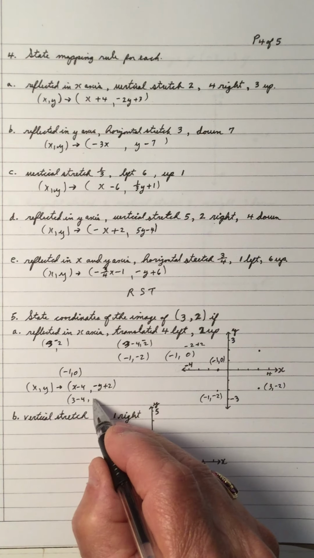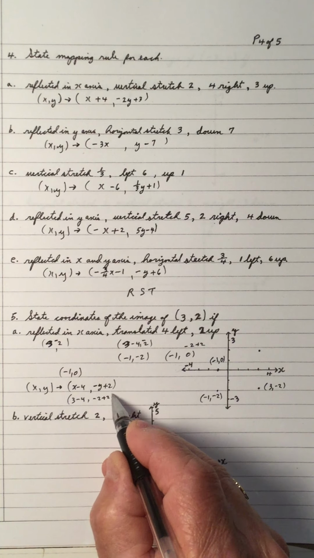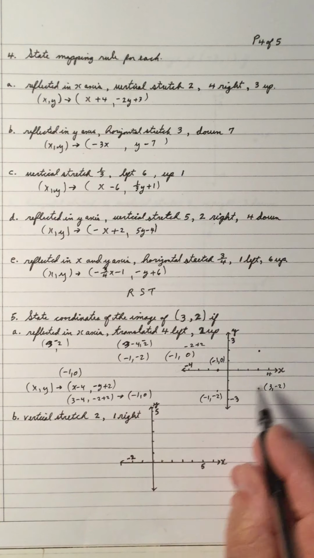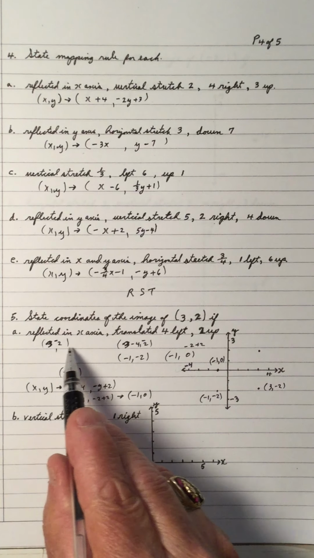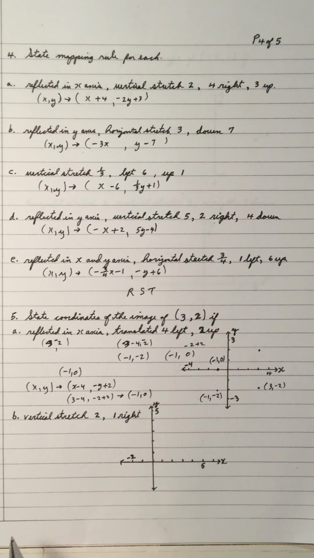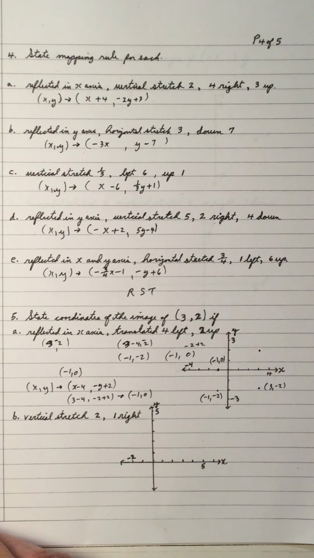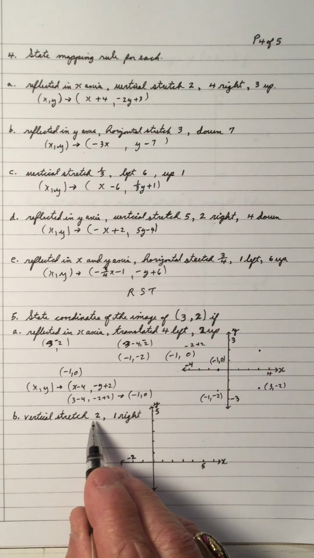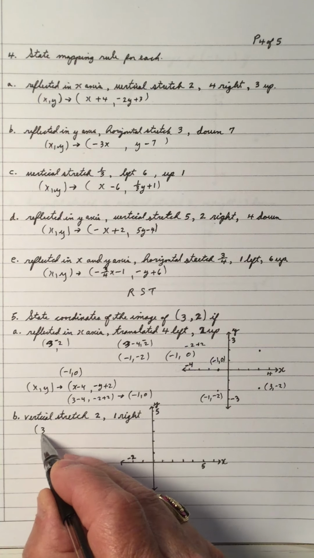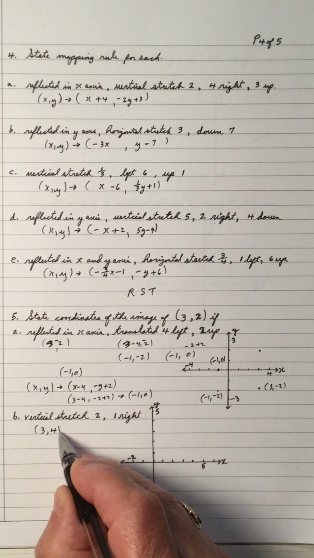And put 2 in. And that gives you -1, 0. So you can map it. You can do one at a time like I'm doing here, or you can do the mapping rule. Many ways to do it. And the vertical stretch of 2 is 2 on the y, so that gives me 2 times 2 is 4.